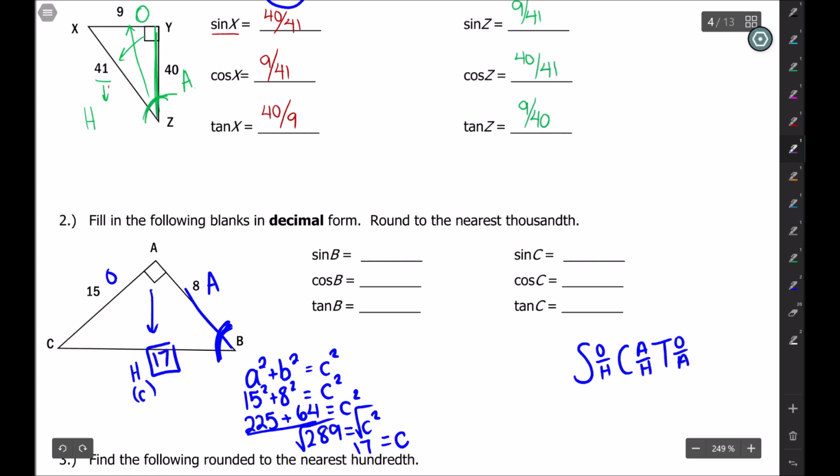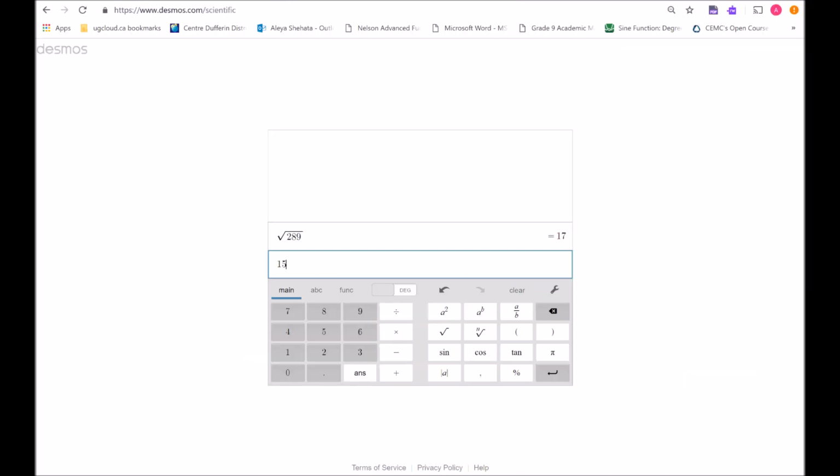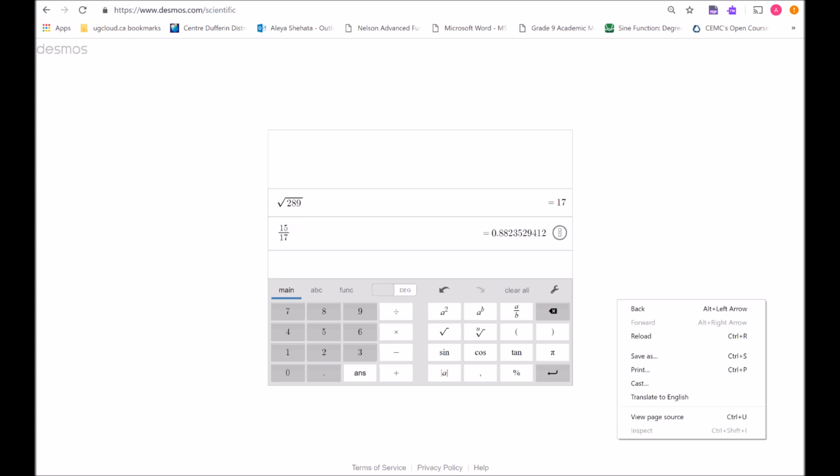Therefore, we can go through and figure out all of our answers. So sine of B right here is opposite over hypotenuse. So the opposite is 15 right here, and the hypotenuse is 17. So it's 15 out of 17. We know the hypotenuse is 17. But it says to do it in decimal form and round it to the nearest thousandth. So right here, I have to type in 15 divided by 17 and press enter, and I end up getting this crazy wacky number right here.